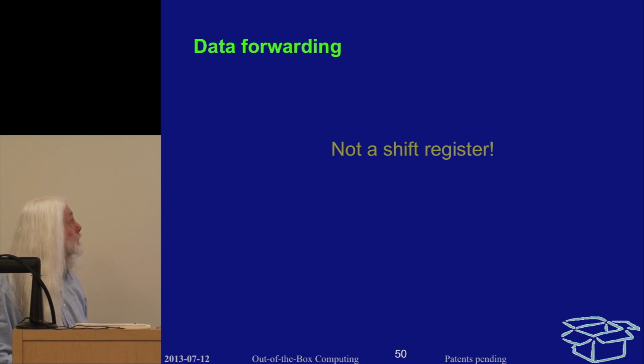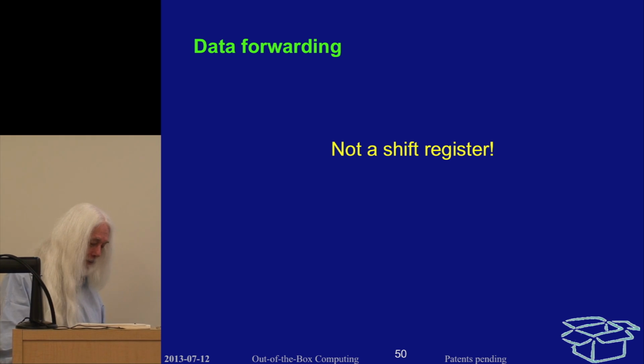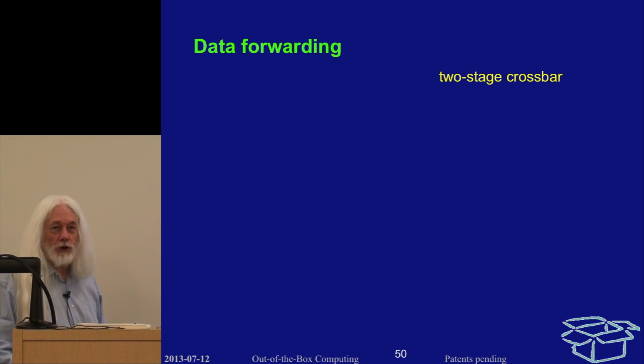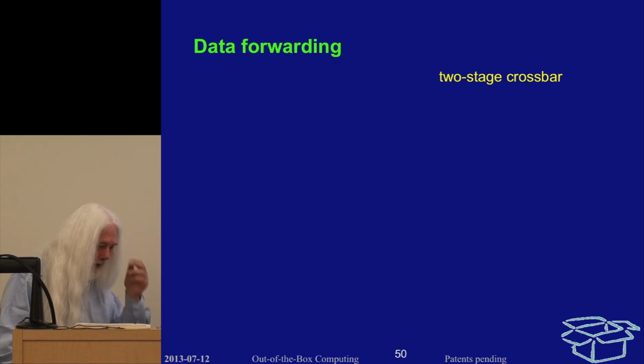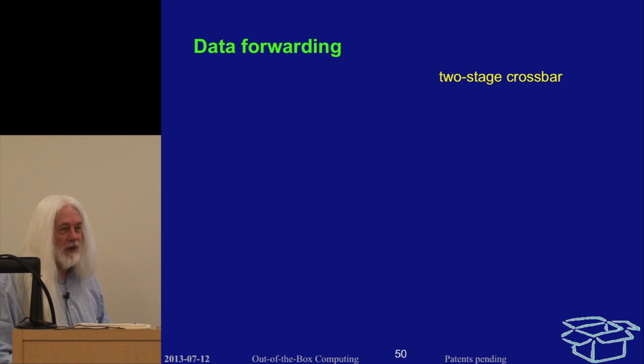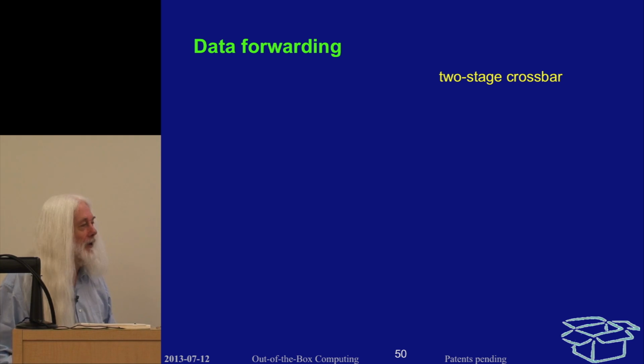Data forwarding. I said before, this is not a whopping big shift register. Whopping big shift registers are rather expensive. Instead, internally, the way the data gets forwarded is through a 2-stage crossbar. There's a lot of ways of implementing this crossbar, including those mux trees that I described, and people who are of the software persuasion, such as myself, tend to leave those choices up to the hardware guys with the bolts and let them choose how they want to implement it. So I'm giving you the model of it, and the implementation may vary from chip to chip.